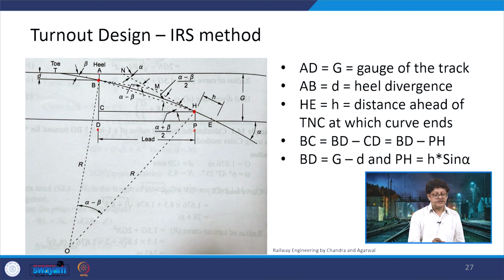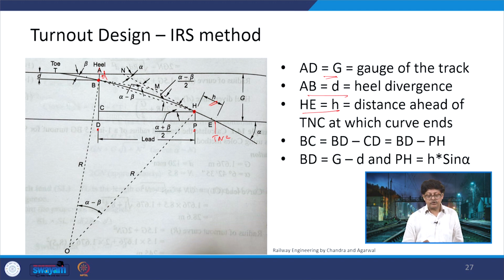Now, the distance between the two lead rails, that is A and D, is G, that is the gauge of the track. Then at this heel, AB is nothing but the heel divergence, which is small d, and HE is the distance ahead of the T and C. So, this is T and C at which the curve is stopping. That is given by small h.